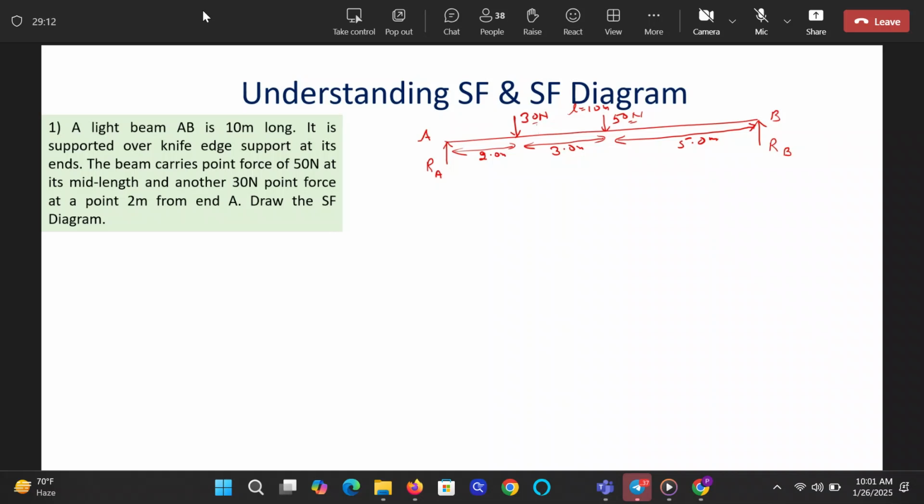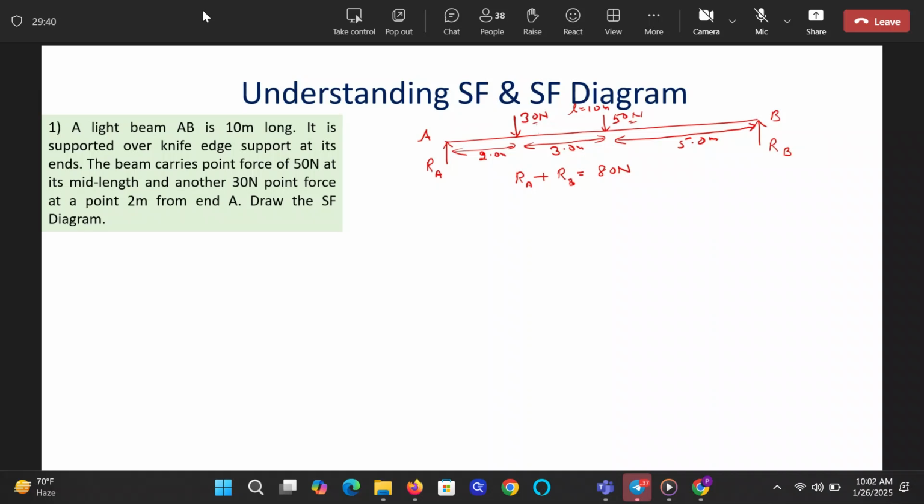Okay. Now, obviously, how much will be the total reaction? Total reaction has to match the downward force. So I'm sure all of you will agree RA plus RB in this example would be 80 newtons. Does anybody have any question on it, guys? Yes or no? Clear.